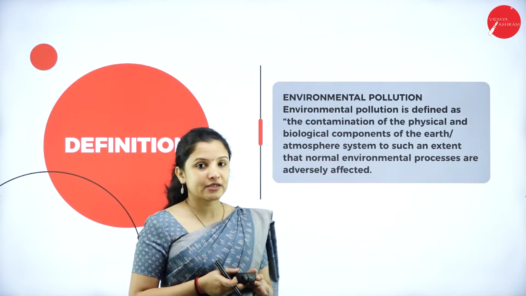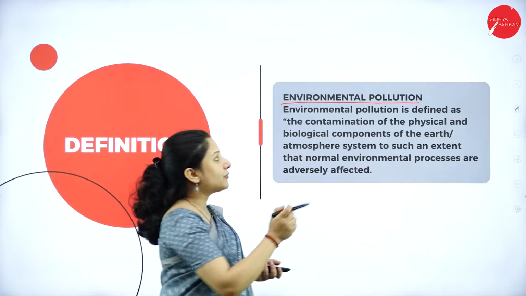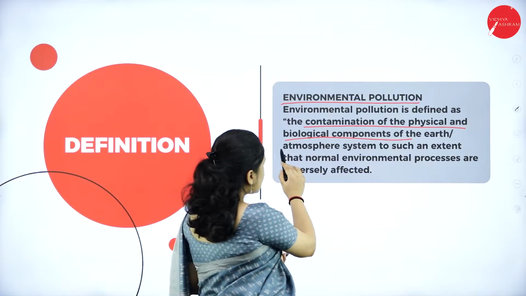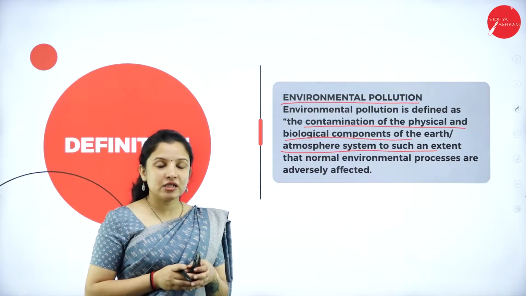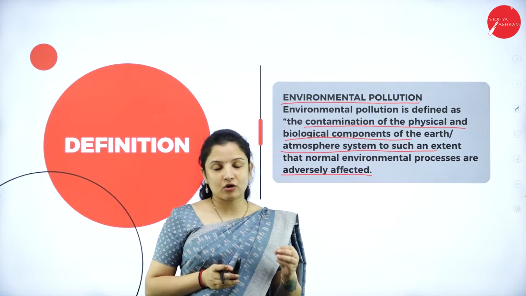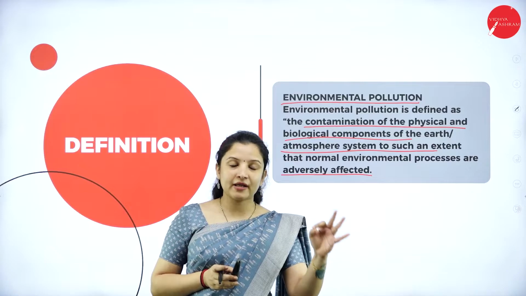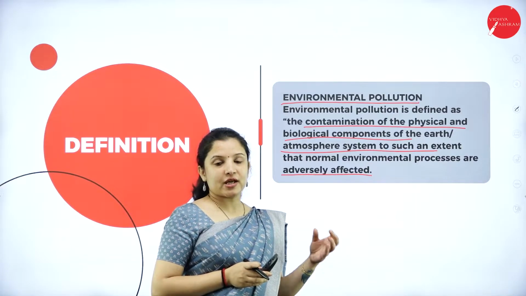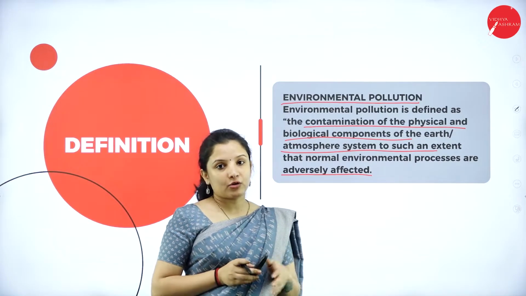So talking about environmental pollution. What is environmental pollution? Environmental pollution is defined as the contamination of the physical as well as biological components of the earth or the atmosphere system to such an extent that the normal environmental processes are hindered, interrupted or adversely affected. So any change that is brought about, or any adverse effect that brings about a change in the environment, be it the water, air, soil, the earth on the whole, be it physical or biological change, that occurs because of human intervention or because of natural calamities also, is nothing but environmental pollution.